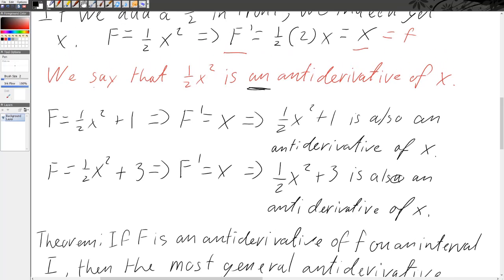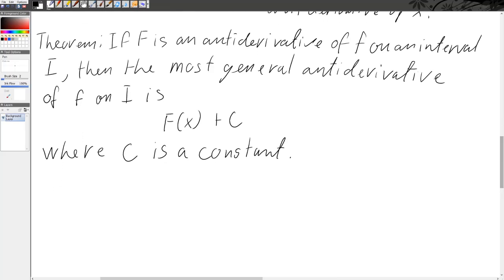As seen in the previous example, whenever we take the derivative of a constant, it becomes 0. So when we go the opposite direction, we don't know whether a constant exists or what the value of that constant might be. So do keep this in mind, that whenever you try to find the antiderivative, there is some constant that you must write down. And this is the most general antiderivative.